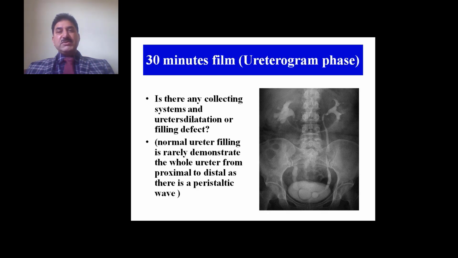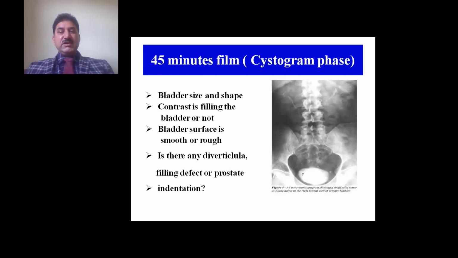30 minutes film is called ureterogram. This film is taken to see if there is any collecting system and ureter dilatation or filling defect. Normal ureter filling rarely demonstrates the whole ureter from proximal to distal as there is a peristaltic wave.